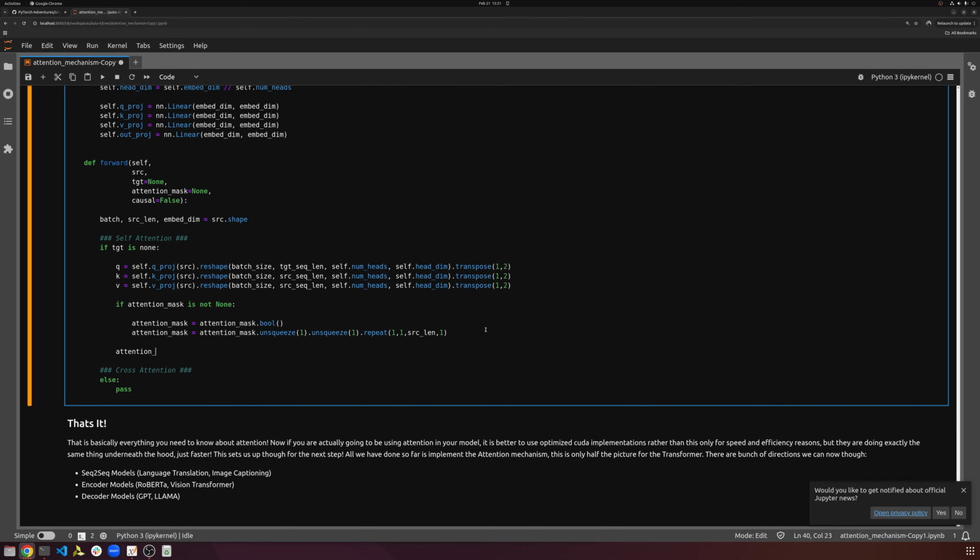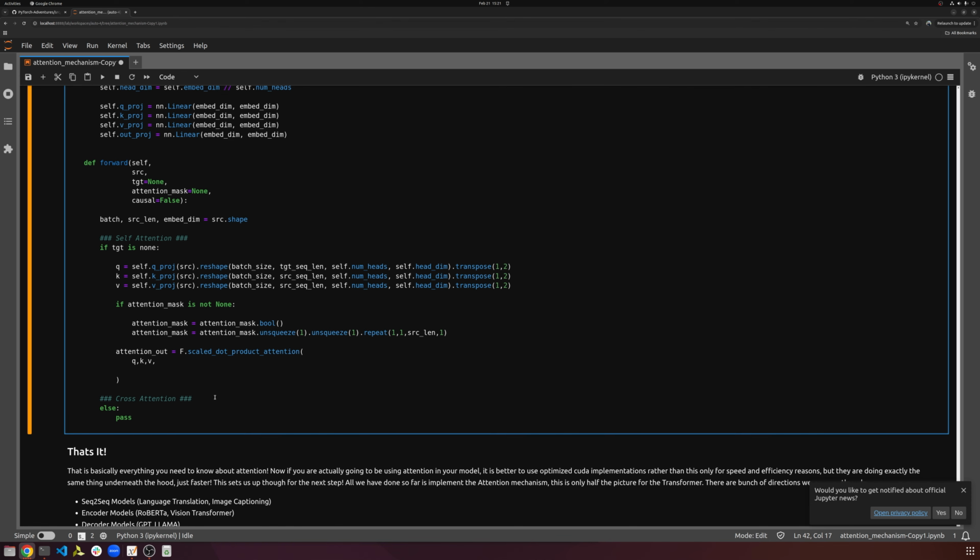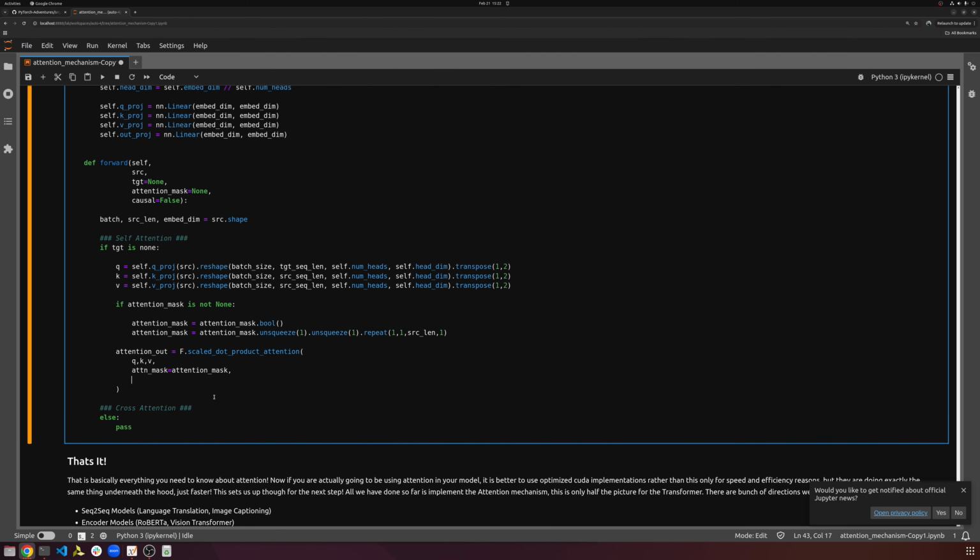So you can do attention out is equal to f dot, and PyTorch calls it scaled dot product attention. This is how they indicate flash attention, and it's under the functional f dot. So f dot scaled dot product attention. And this needs the q, k, v is what it expects. And then it needs the attention mask is equal to attention mask. This will just be none if there was no attention mask passed in.